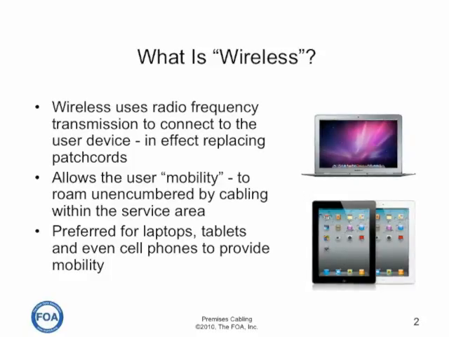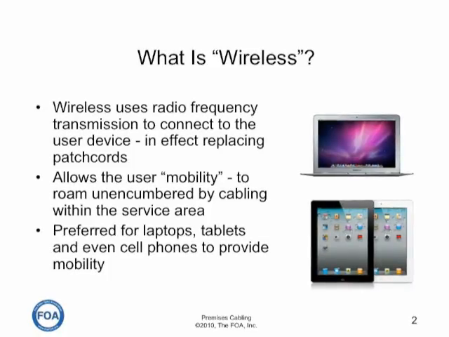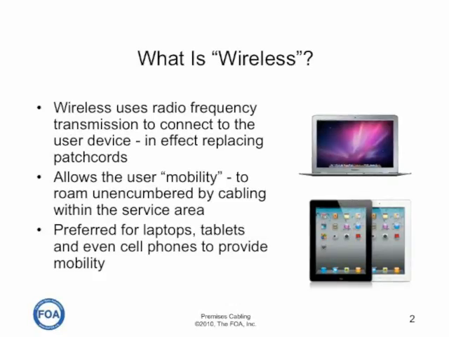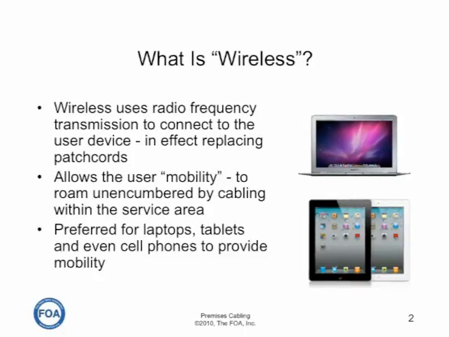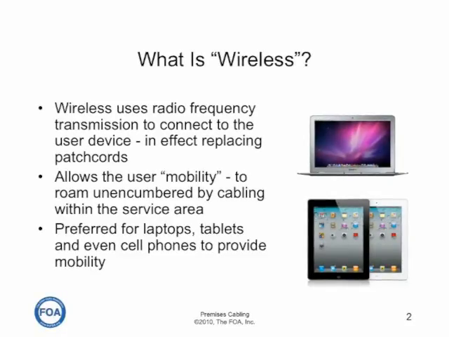Wireless uses radio frequency transmission to connect directly to the user device, which is in effect simply replacing patch cords. Wireless is preferred for mobility. It allows the user to roam unencumbered by cabling within the service area. Wireless is preferred by users of many devices today, including laptops, tablets, and even Wi-Fi is used for cell phones within a premises to provide mobility.